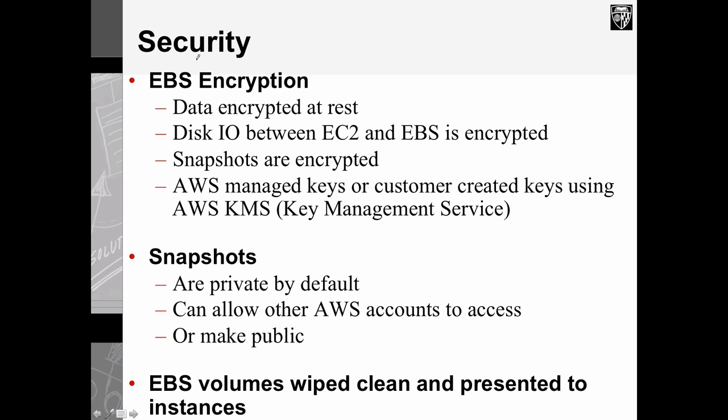Next, let's talk about the security features that are provided by AWS. The first feature we want to talk about is EBS encryption. If you want to encrypt the data at rest, this is the feature that you can enable. So any I/O, any input-output operation between the EC2 instance and the EBS volume is encrypted. And so are the snapshots that you take for those EBS volumes.